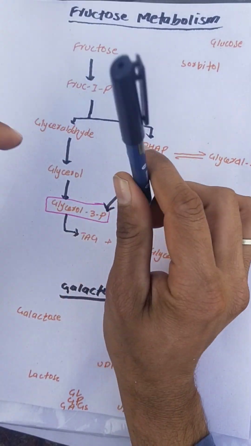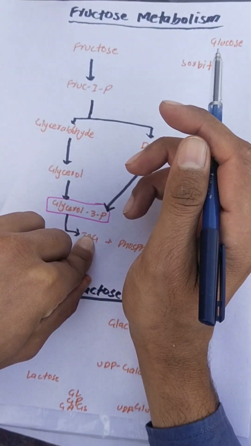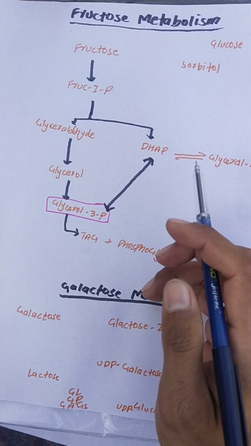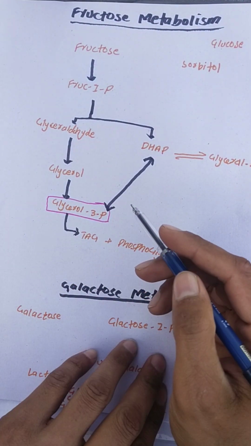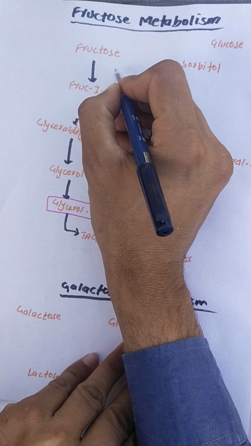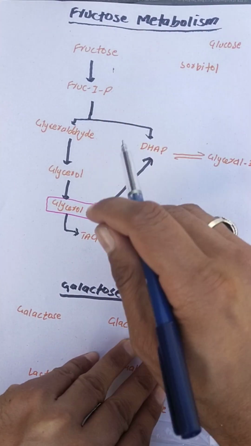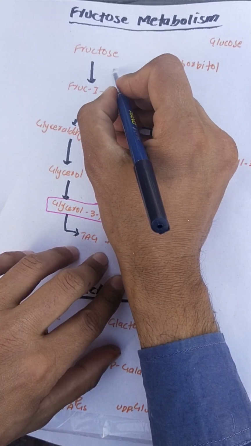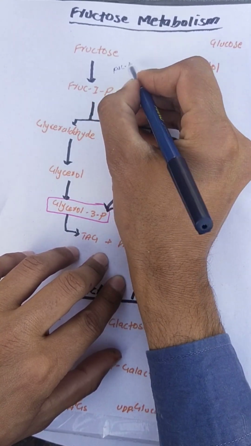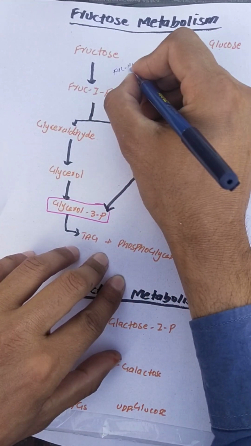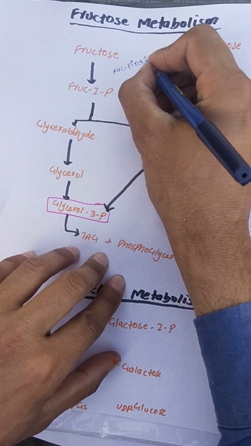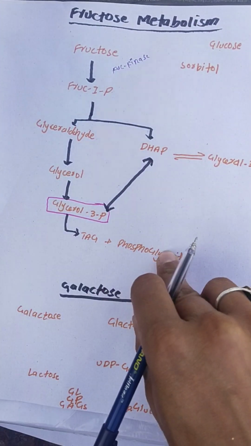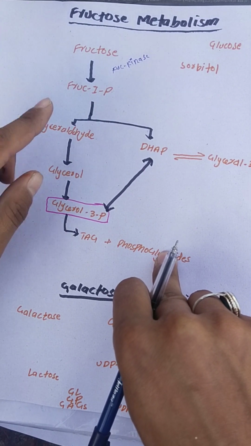I also told you in the previous lecture that when we phosphorylate any monosaccharide or any compound, which enzyme is used? Very good, kinase. So again there is a kinase, and which kinase? The kinase which phosphorylates fructose, so this should be fructose kinase. Very good. So fructose kinase is the enzyme which causes the phosphorylation of fructose to fructose 1 phosphate. So now we have fructose 1 phosphate.